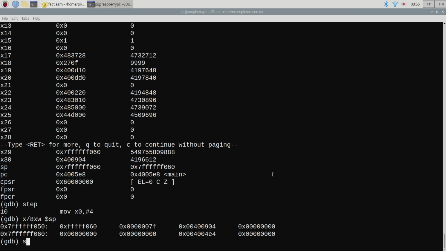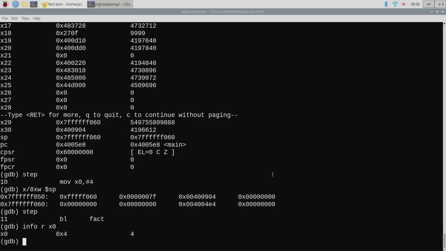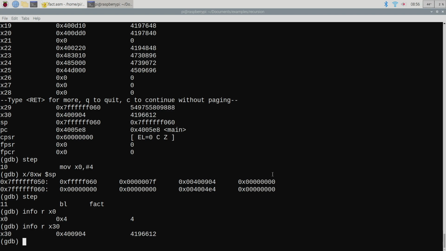I'm about to load the number 4 in. Now the number 4 is in there. Let's look: x0 has the number 4 in it. That makes sense. And x30, which is my link register, has 904 in it. I stored that value to the stack, but it's still in the register.